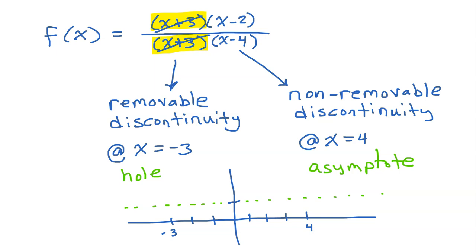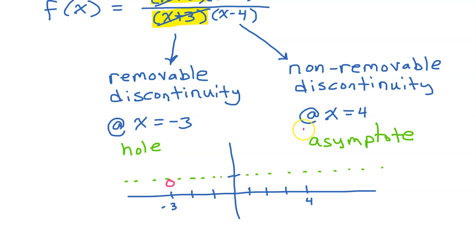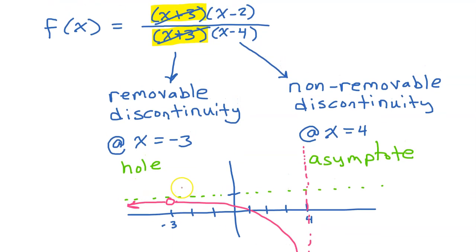So we're saying there would be a hole in the graph at -3, maybe something like this, and meanwhile there would be an asymptote at 4, which might be like this. So maybe this piece of the graph would look something like this. All right, anyway, that's a brief review of how removable and non-removable discontinuities work.